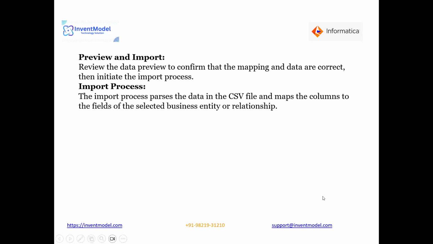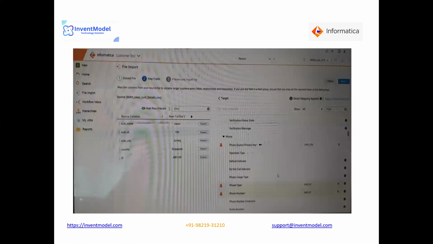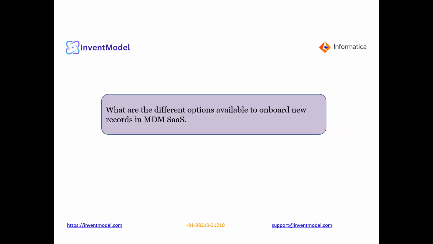In the import process, we parse the data in the CSV file and map the columns to the fields of the selected business entity or relationship, based on the mapping that we have provided. Yes, this is the whole process. As we can see in the screenshot, there is the option for upload file, then mapping, then preview and import file, and the red user icon shows that the mapping has been done. So this is how the whole process works: upload the file, map, then preview and import the file.